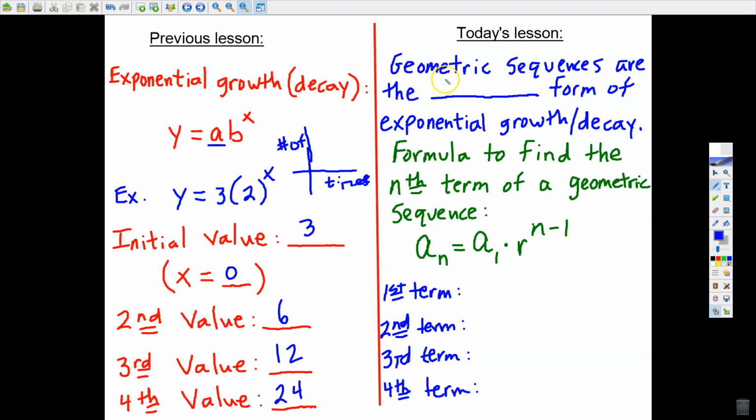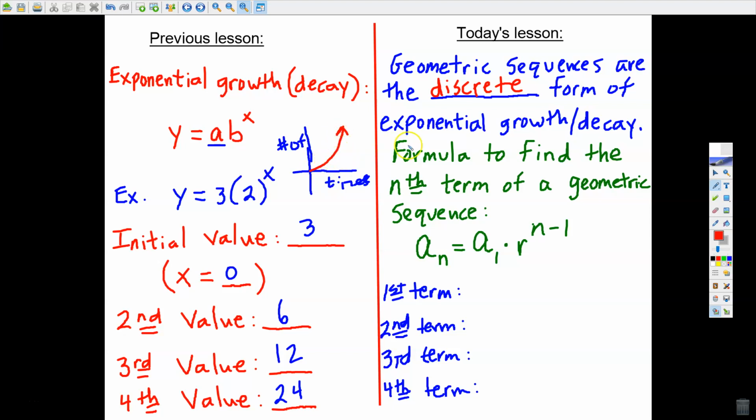It's a list of numbers that follow a specific pattern, multiplying by the same number every time. They are the discrete form. Remember that word discrete from way back in chapter 1. Discrete means that it's basically not a continuous graph. Exponential growth or decay, we've already talked about, is continuous. When we sketch this growth graph, whatever it looks like, it's continuous.